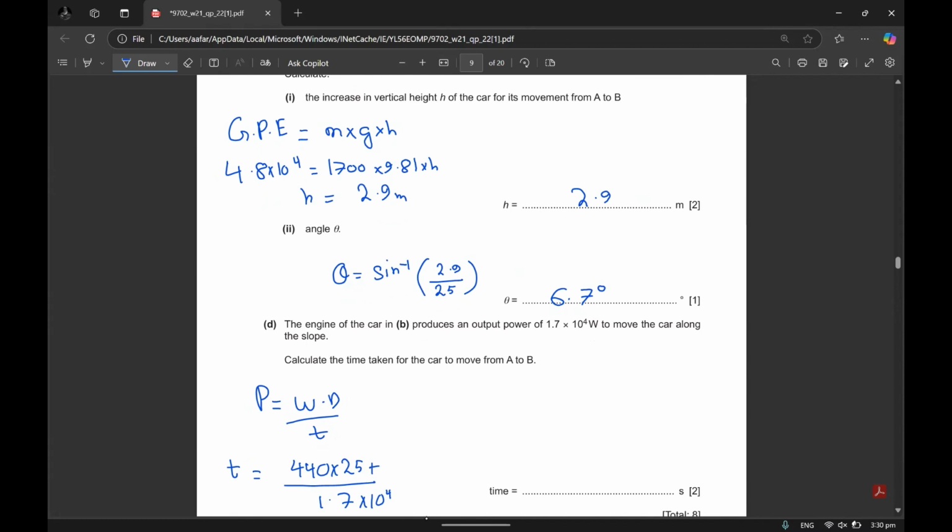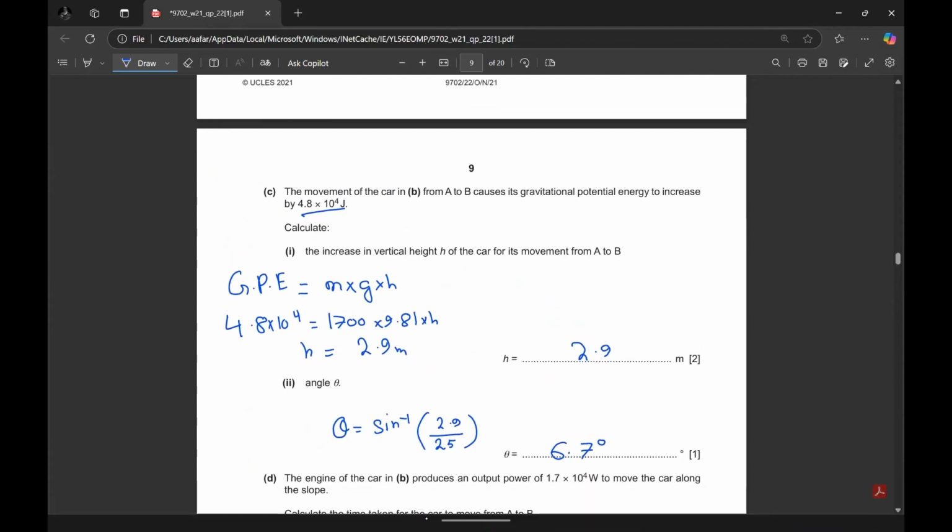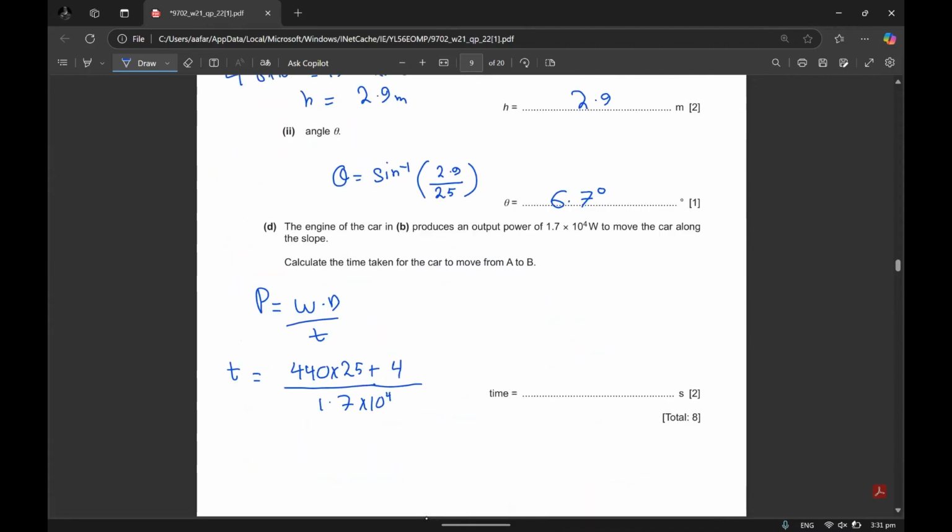So this was the work done against resistive forces, and there was also work being done against the force of gravity. So we will also have to consider that as well, which is going to be 4.8 10 power 4. So basically, time will be equal to 3.5 seconds.